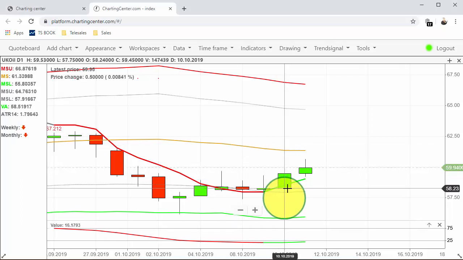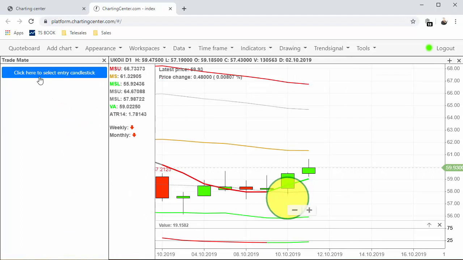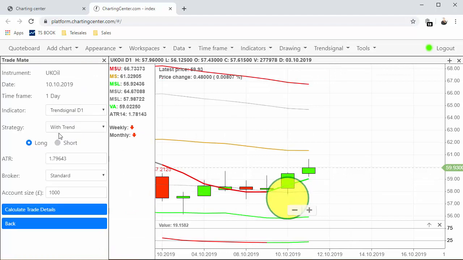So what we're essentially expecting is that this kind of short-term play is going to bounce back up to the middle of that price channel, and we're going to go back into that longer-term trend later on. Now we found that, all we need to do is go on to the TradeMate feature, select the candlestick in question, and fill in the details as you can see in front of you.